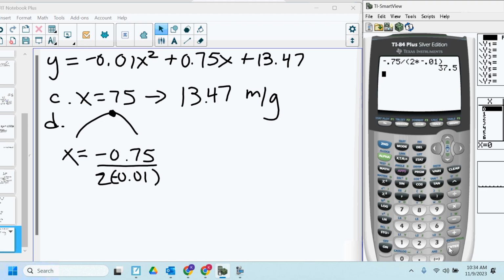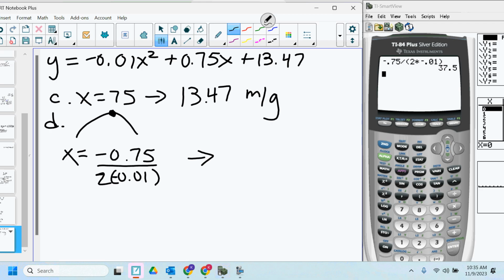Alright guys, so what did you find the best speed to be? Did we get 237.5? Good. If you got something different, this is what I want you to double check. Did you put parentheses around all those values for your denominator? If not, redo it and then you'll get the correct answer. It's talking about speed.